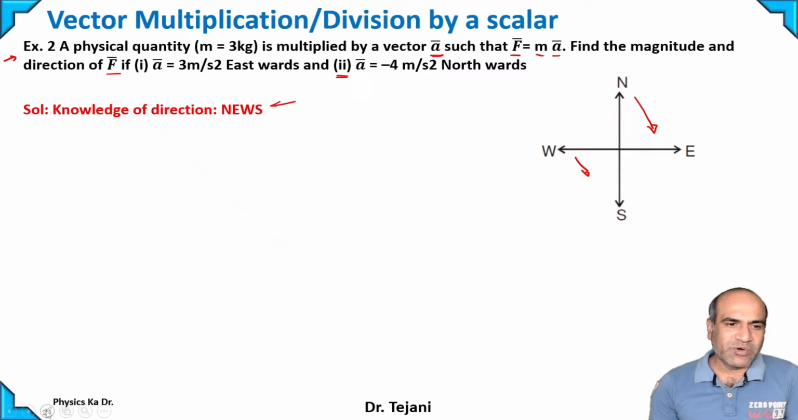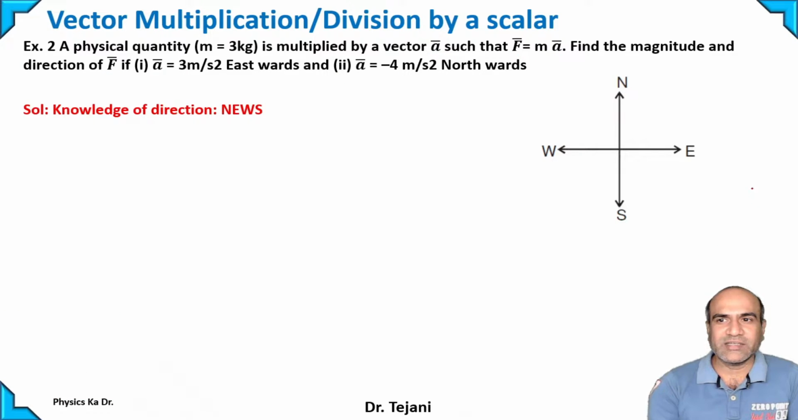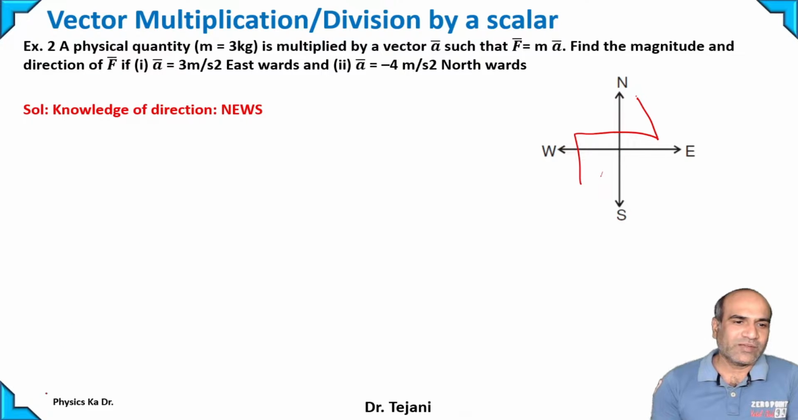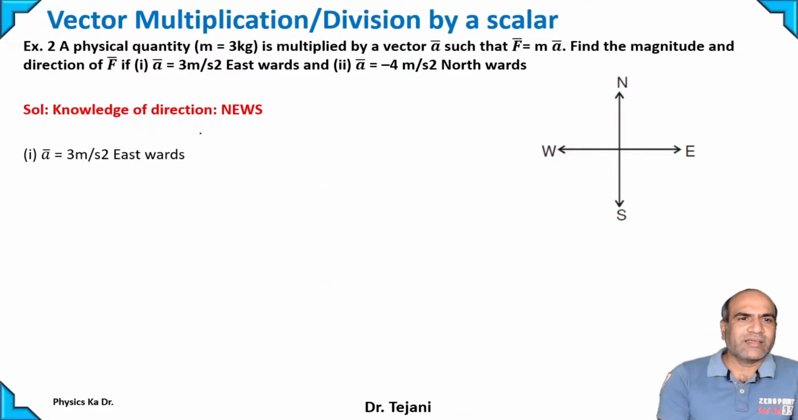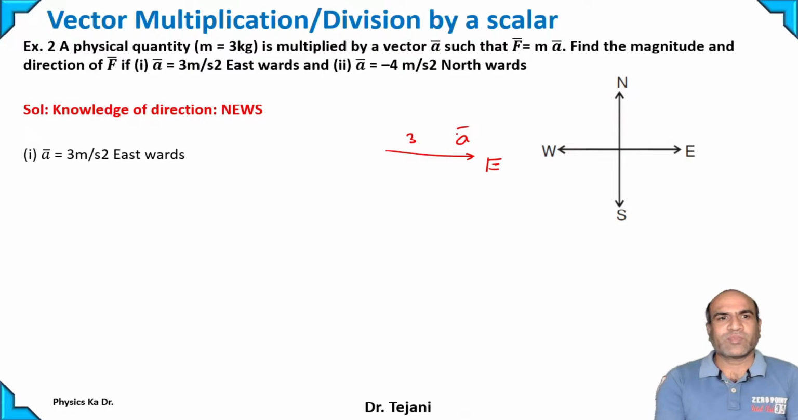You just remember it by using this word NEWS. Knowledge of direction is important to solve this kind of problem, right? You just make NEWS and start with it. You just make this kind of NEWS. And so the question is like this: A bar is going towards eastward. So this is A bar towards east. That is the value of A bar. You can take 3 as the magnitude.